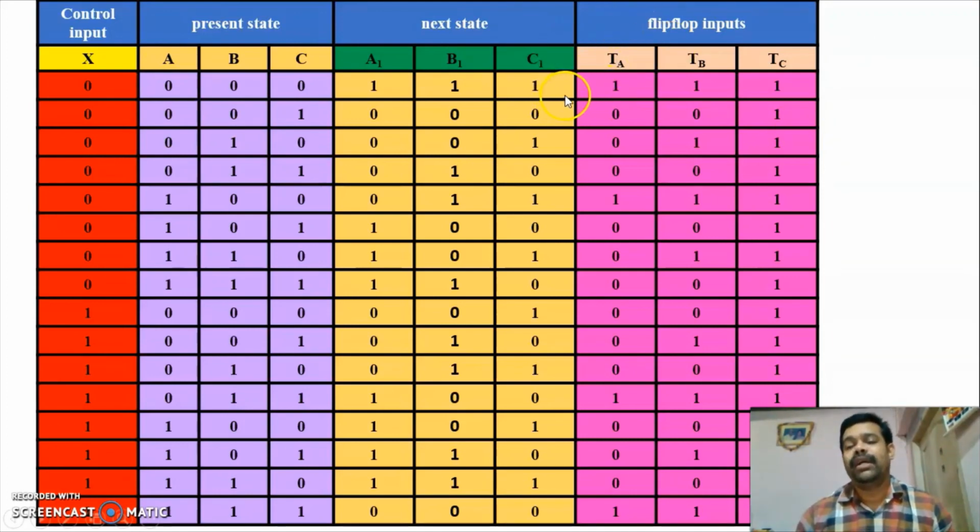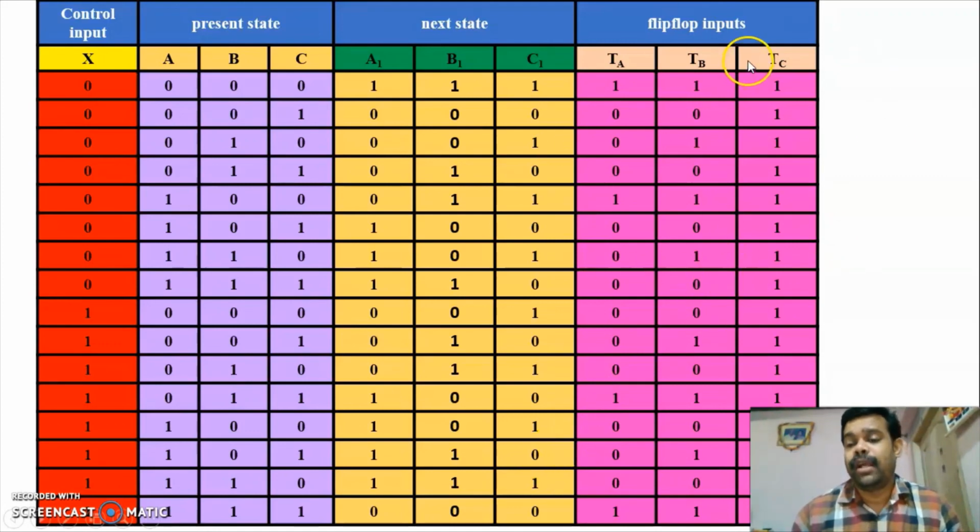Here we are taking the flip-flop as T flip-flop: TA, TB and TC. Then we compare the present state A and next state A1 for the T flip-flop. For 0,1 and 1,0 we have 1, and for 0,0 and 1,1 we have 0. So we check the present state. Here it is 0, here it is 1, so in the place of TA it is 1. Similarly, the present state of B is 0, B1 is 1, so here you have 1. Here also C is 0, C1 is 1, so here you have TC as 1. Similarly, we fill the entire table.